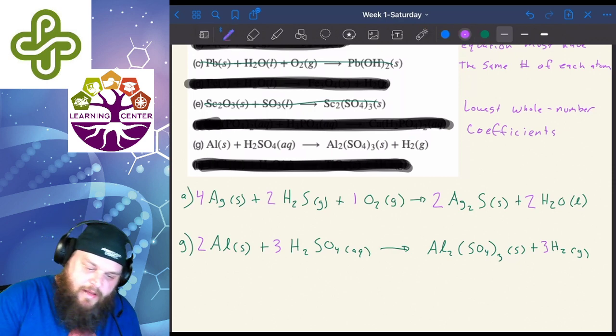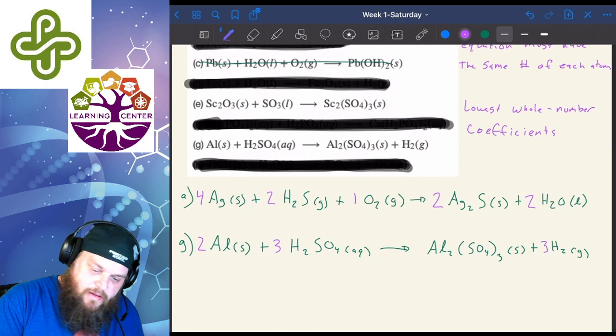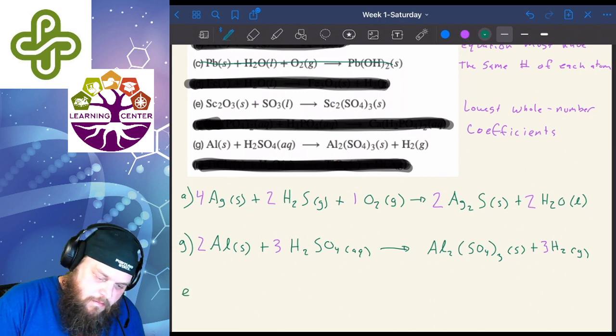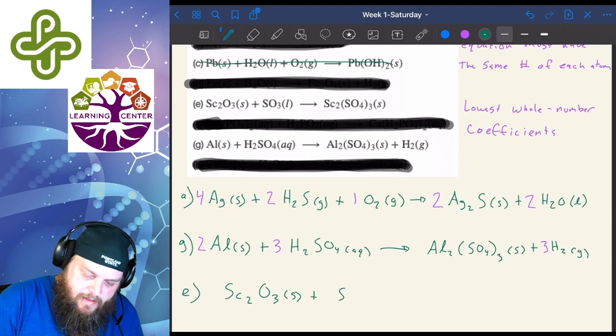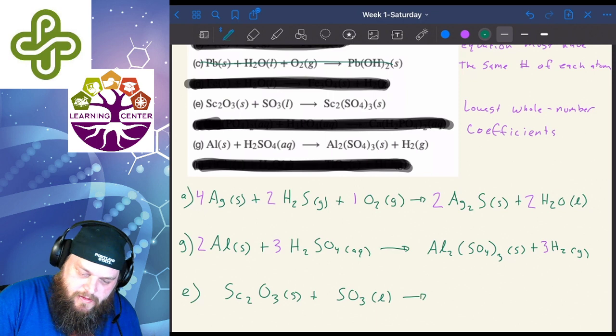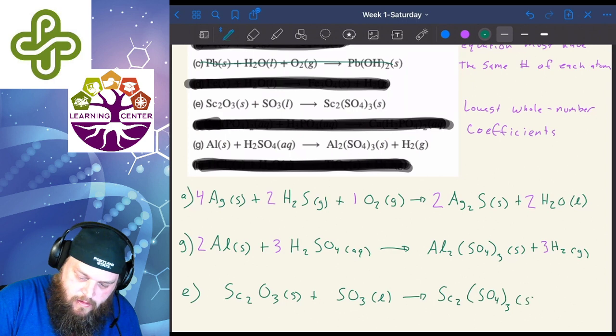Let me jump back up to E, because I think that was the tricky one. So E, Sc2O3, solid, plus SO3, liquid, produces Sc2(SO4)3, solid.